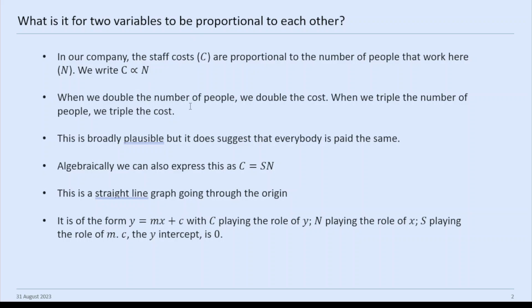When we double the number of people, we double the cost. When we triple the number of people, we triple the cost. When we halve the number of people, we halve the cost. This is broadly plausible, but it does suggest that everyone is paid the same.